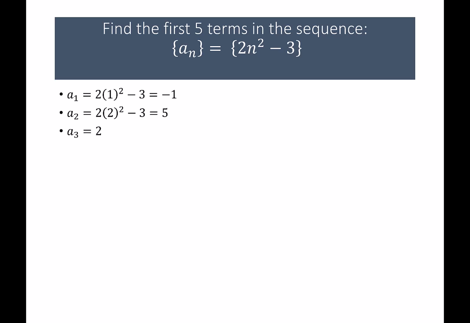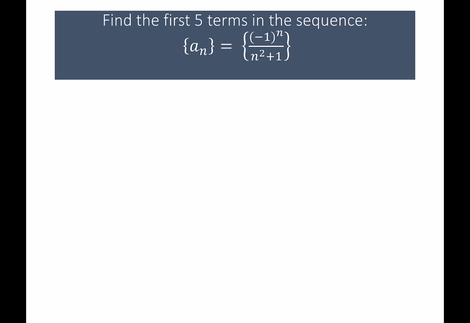Then a sub 3 will be 2 times 3 squared minus 3. Here, 3 squared is 9, times 2 is 18, minus 3 is 15. a sub 4 is 2 times 4 squared minus 3, where 4 squared is 16, 16 times 2 is 32, 32 minus 3 is 29. Then a sub 5 is 2 times 5 squared minus 3. 5 squared is 25, times 2 is 50, 50 minus 3 is 47.